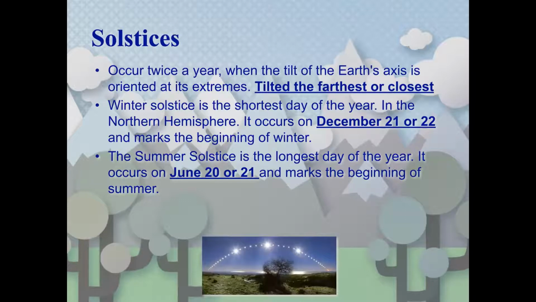Solstices. Solstices occur twice a year when the tilt of the Earth's axis is oriented at its extremes, meaning it's tilted the furthest or the closest. That is usually when the solstice happens. The winter solstice is the shortest day of the year. In the northern hemisphere, it occurs on December the 21st or the 22nd and marks the beginning of the season of winter. The summer solstice is the longest day of the year. It occurs on June the 20th or June the 21st and marks the beginning of summer.